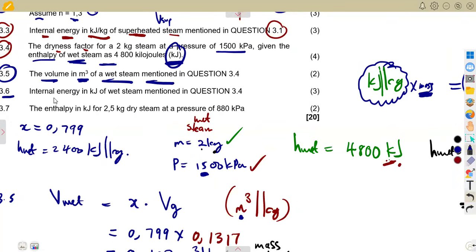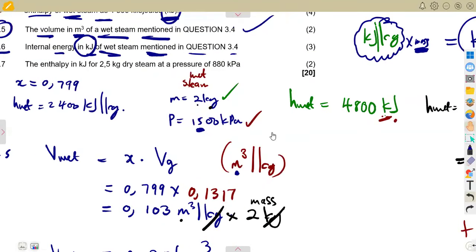3.6, the condition again. The internal energy in kilojoules of the wet steam mentioned in question 3.4. Everything there was about wet steam. But they are saying we are supposed to have this internal energy in what? In kilojoules. Meaning to say the mass has to be involved. Remember, we calculated before internal energy in kilojoules per kilogram. It was because there was no mass. Here, the mass is there. So the internal energy formula is not going to change.